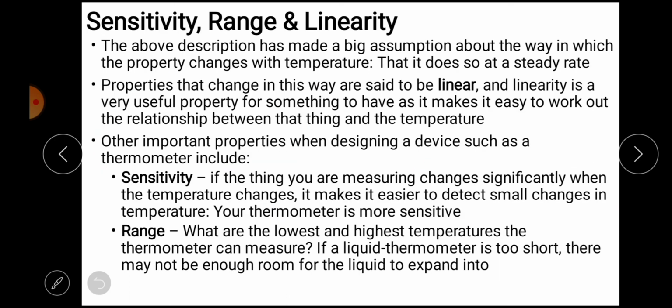I want us to look at these terms: sensitivity, range, and linearity.